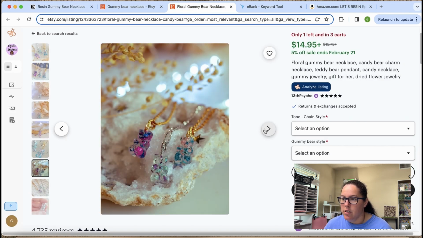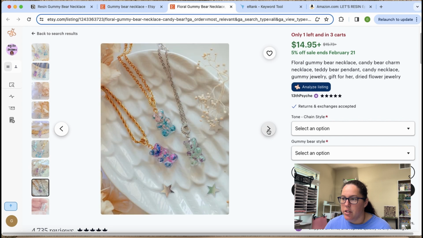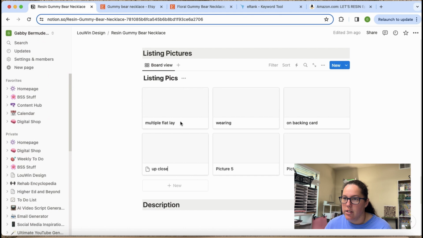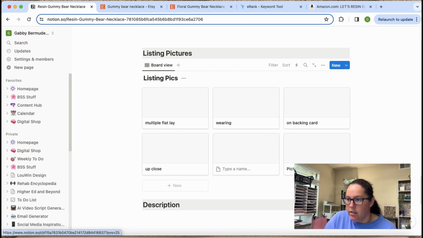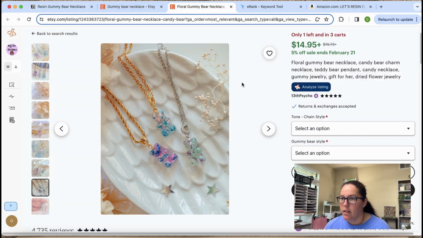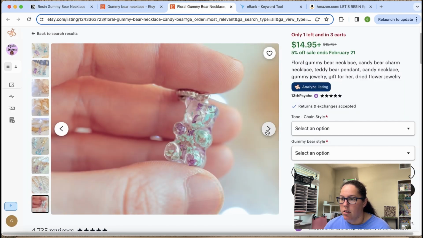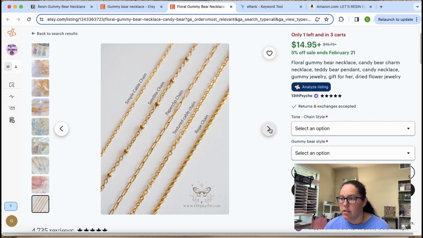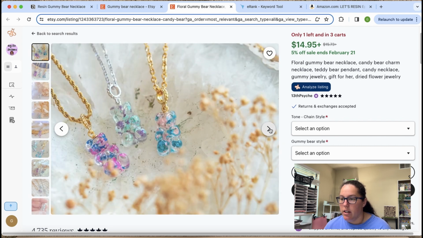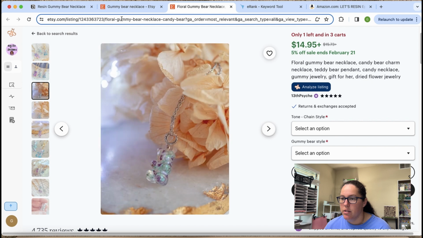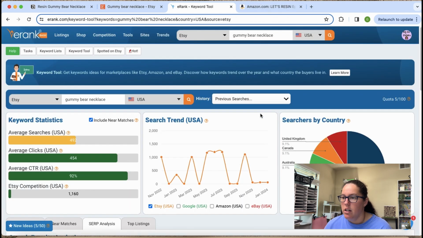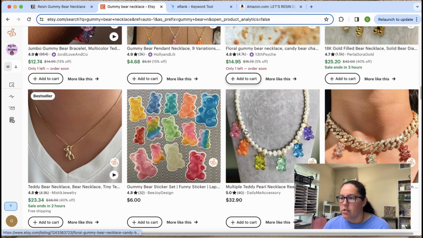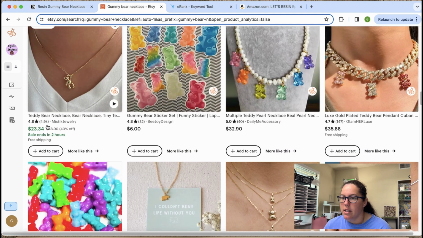And then you can see also they show the different finishes. So yeah, the different finishes are different chains. So the variations. And then holding, that was good. And then options. So yeah, that's what I do when I'm on Etsy looking at other things.